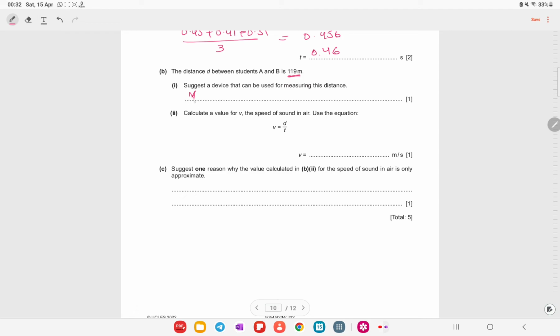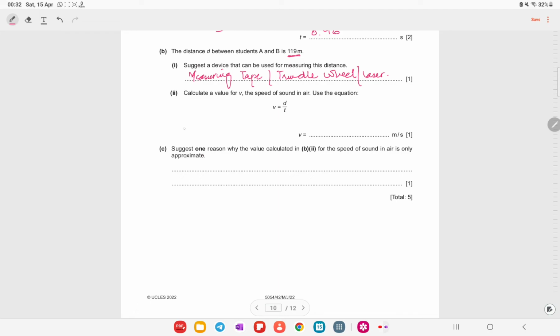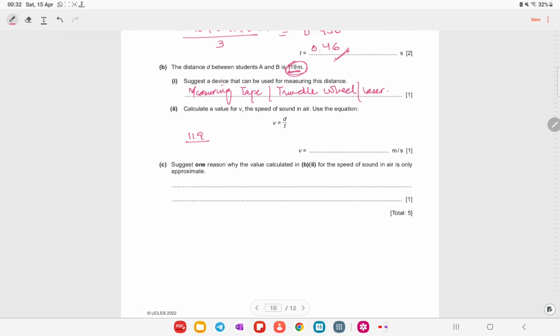Okay, again, you can use a measuring tape, you can use a trundle wheel, or you can use a laser to find out the distance. Calculate the value of v for the speed of sound in air. Use this equation. So what was the distance? It was 119, already mentioned over here, divided by the time, and the time is 0.46 seconds. We have already calculated it over here. So the speed is going to be 258.6 meters per second.